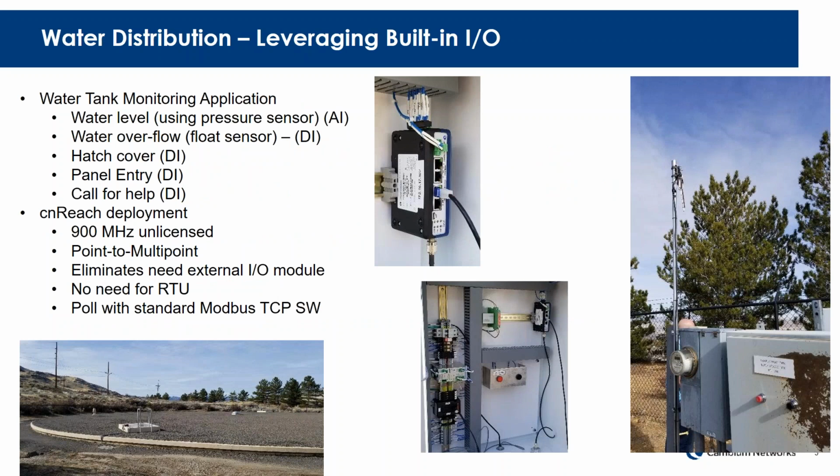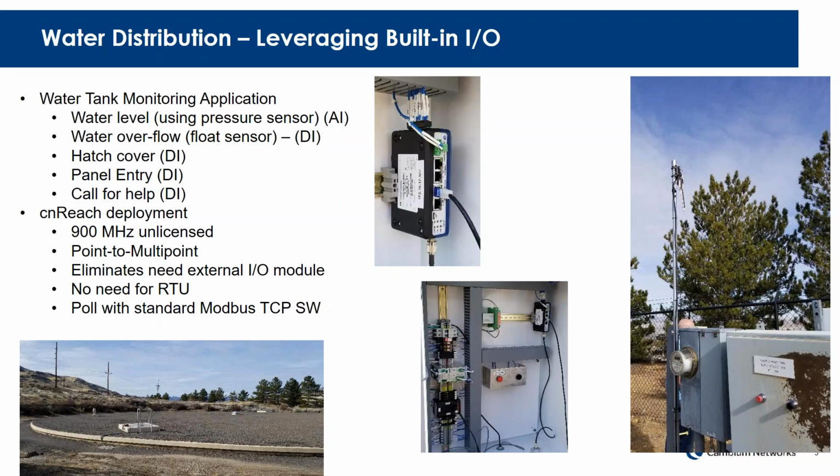So here's a little more detail on that particular customer in the first picture. This is a water tank application here in the U.S. In this case, you can see that water tank in the lower left. They're looking to monitor the water level in that tank. And so they have a pressure sensor in there that's an analog input. They have an overflow sensor, basically a float sensor at the top of the tank. If water starts to overflow, that will throw a digital input. They have a hatch cover sensor to know when someone has opened that hatch. There's a panel entry, so if somebody opens the control panel, that also triggers a digital input.